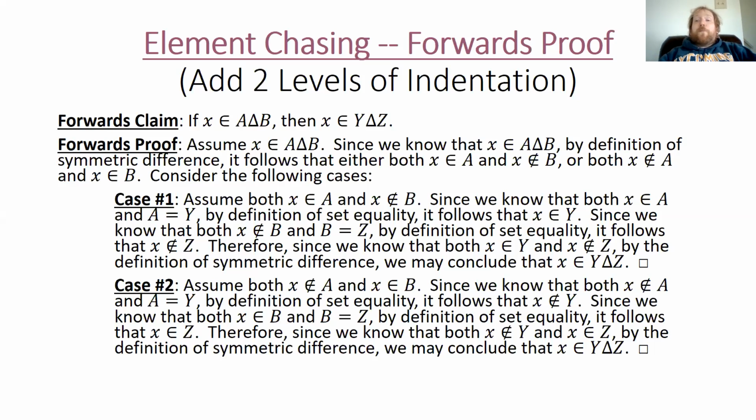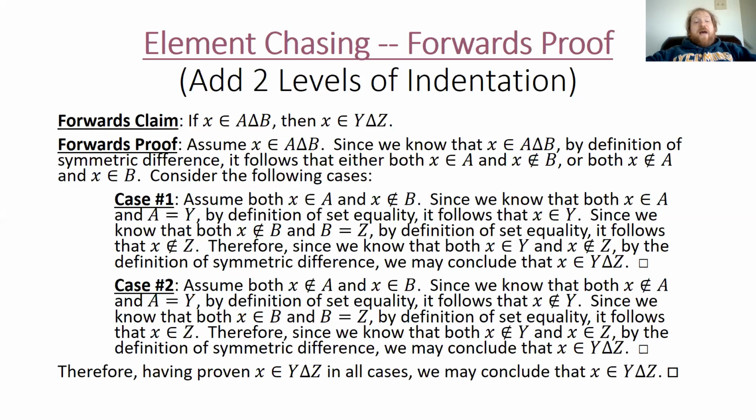Now, notice that in both cases, we ended up with x is in Y symmetric difference Z. So, therefore, having proven x is in Y symmetric difference Z in all cases, we may conclude that x is in Y symmetric difference Z. And that is our forwards claim. We assumed that x is in A symmetric difference B and argued that x is in Y symmetric difference Z.